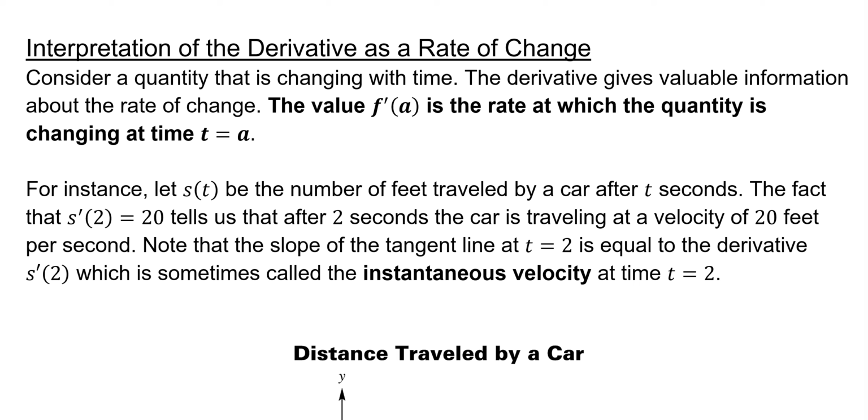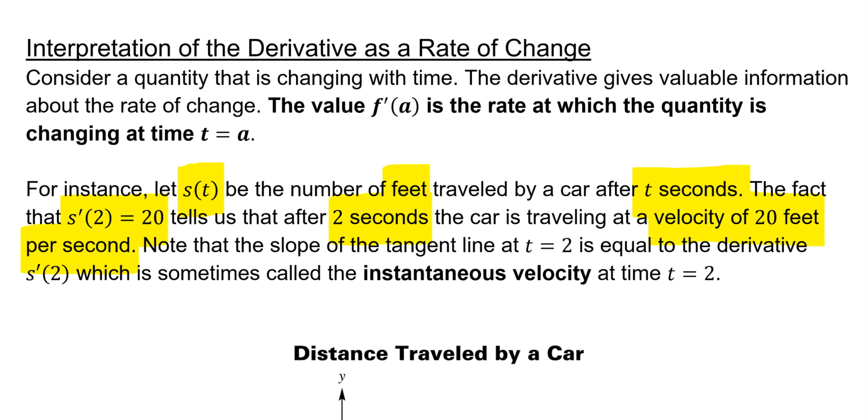So let's say we have a function s of t. Usually in physics courses, you would see s of t denoted as the position function. So s of t is going to be the number of feet, so it's the position, traveled by a car, where t is the independent variable, seconds. So s is position in feet, t is time in seconds. And let's say we wanted to figure out what s prime of 2 equals 20 represents. So s prime of 2 equals 20 tells us that after 2 seconds, the car is traveling at a velocity of 20 feet per second.